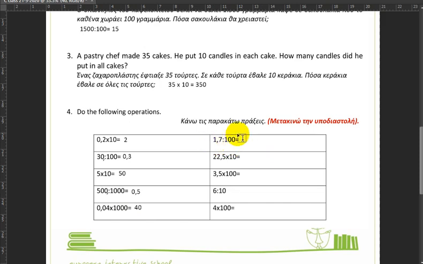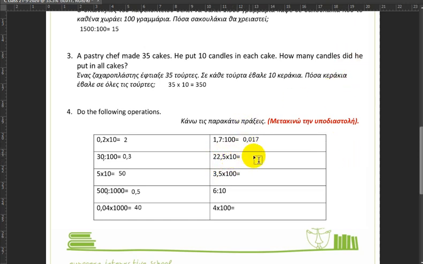Next, we have 1.7 divided by 100. The decimal point needs to move 2 places to the left. One to skip the 1, and the other becomes a 0 in front of the 1. So we have 0.017, and we make a 0 in front of the decimal point.